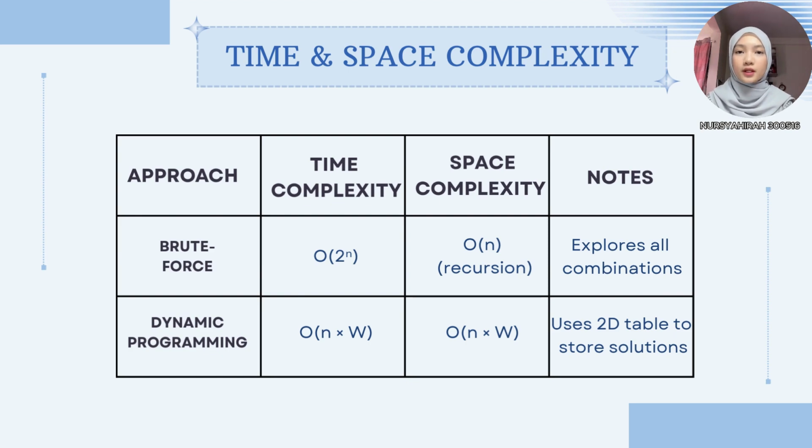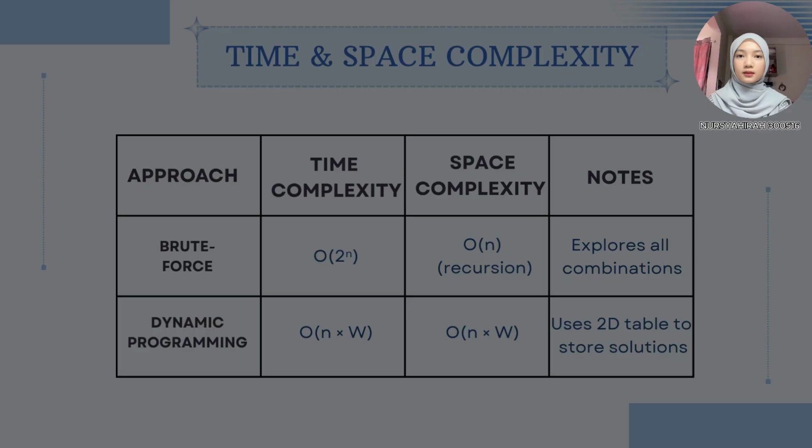We can further improve the space usage in dynamic programming by using a 1D array instead of a 2D table. This optimization brings the space complexity down to O(W) while keeping the time complexity the same. This is useful when working with larger capacities or when memory is limited.